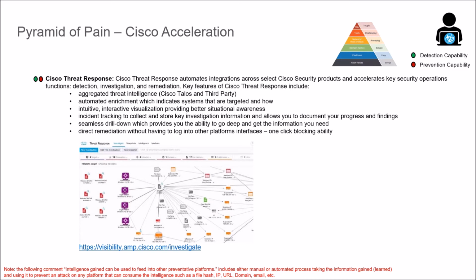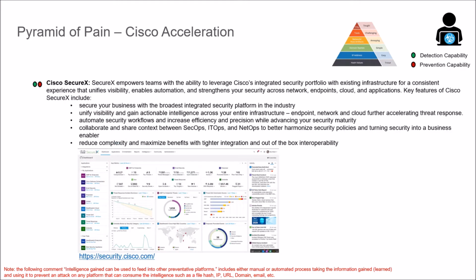So that's Cisco Threat Response, and Cisco offers this with investments that you make in the Cisco security portfolio. So all the products that we've talked about in the previous videos, you make an investment there and you get this for free. The other element is around automation and orchestration.